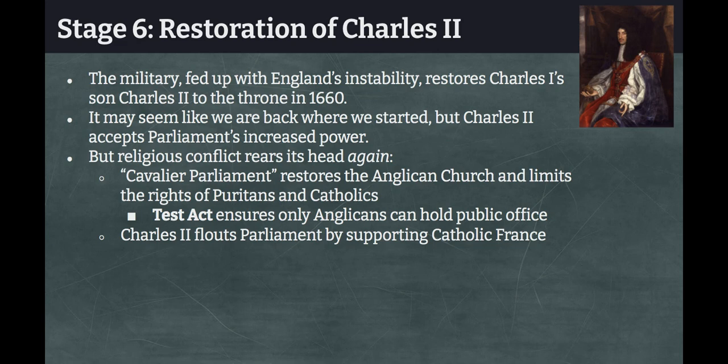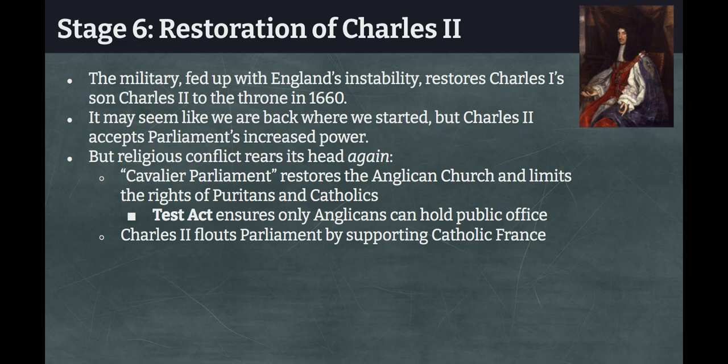So what Parliament does when they come back to power is they restore the Anglican Church, and they try and get revenge on the Puritans, and they try and persecute the Catholics for whatever reason, because Anglicans, I guess. And they passed something that is called the Test Act, which ensures that only Anglicans can hold political office. So essentially what they do is they say only Anglicans can have political power in this new society.